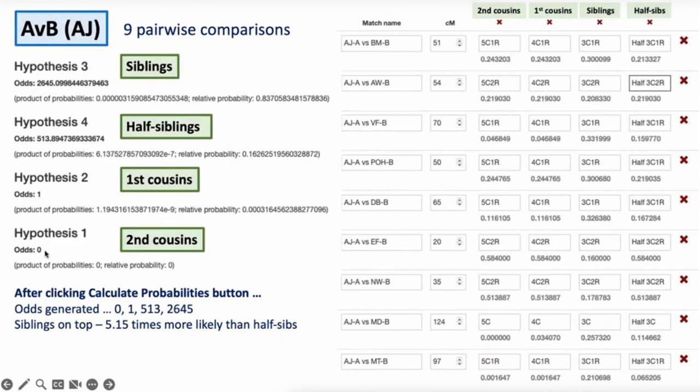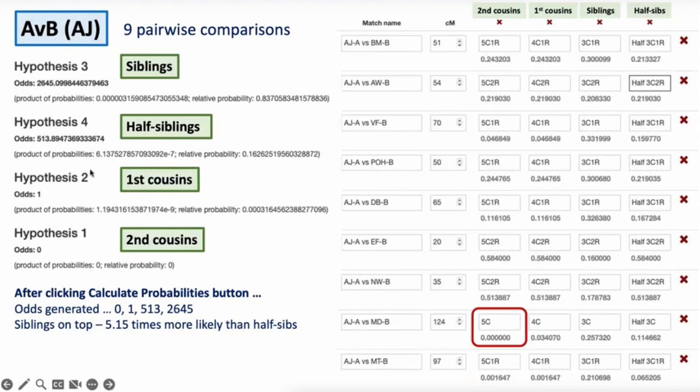Hypothesis 1, which was second cousins, the odds are actually 0. It's been ruled out because of this one relationship here. Aunt Joan and MD from family B share 124 cM of DNA, and that would make second cousins impossible, because Aunt Joan and MD would be fifth cousins if the three patriarchs were second cousins. And sharing 124 is impossible for a fifth cousin. It is beyond the bounds of possibility. It is far too high, and therefore the second cousin hypothesis is ruled out.